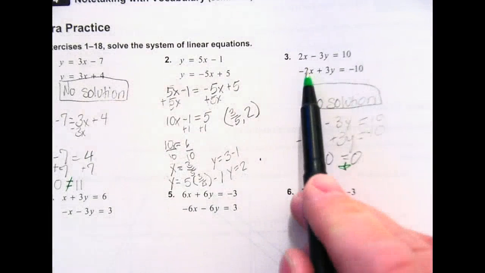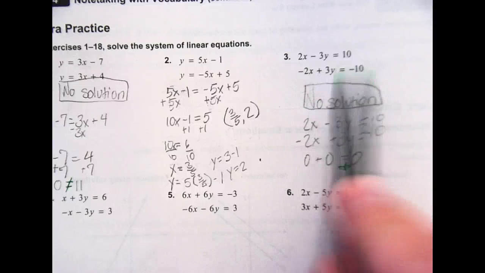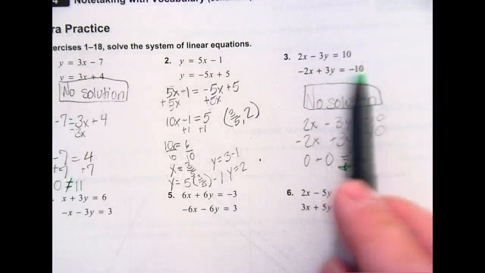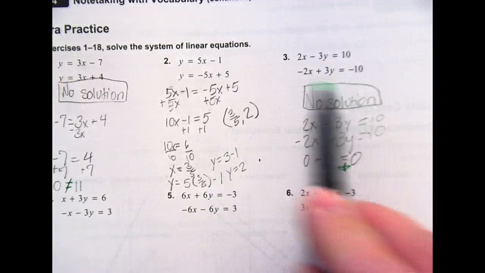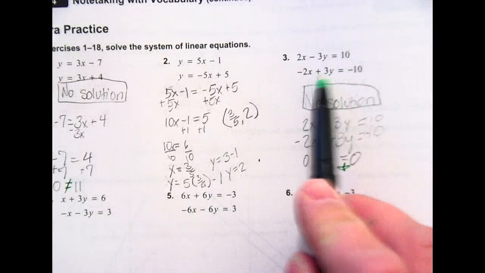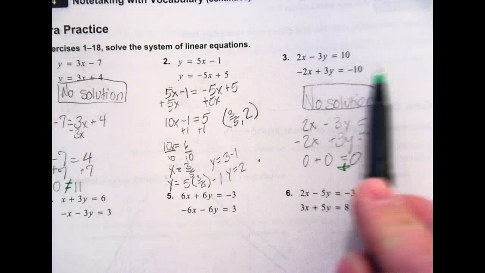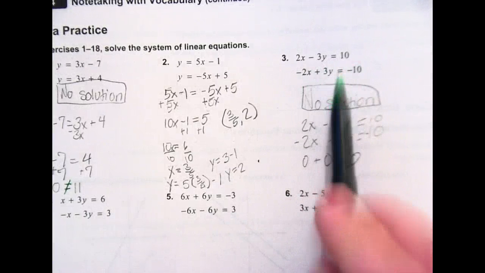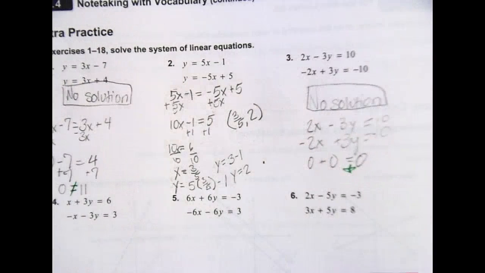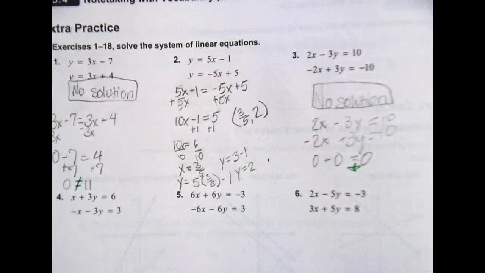You'll notice in this one right here, these equations are very similar to each other. 2x minus 3y equals 10, and negative 2x plus 3y equals negative 10. If I multiplied this bottom one by negative 1, or divided it by negative 1, I would get that exact equation up there. That means they're the same line. Okay? All right. Any questions there?